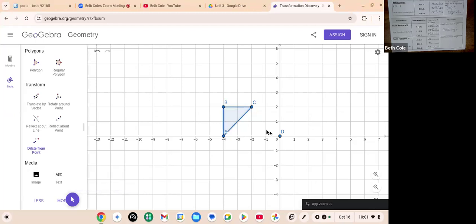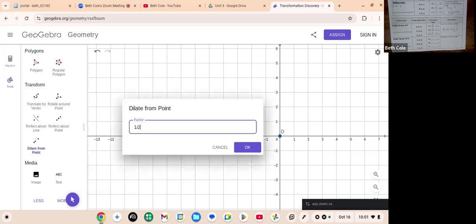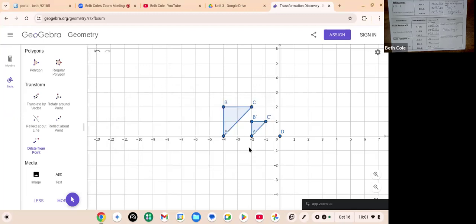So I'm going to click on my shape. I'm going to click on my point. I'm going to put 1/2. What do you think is going to happen if I put a half? Yeah, well, it's going to get smaller by a half. It's going to be half. Look at that. Oh my gosh, a teeny little cute triangle.